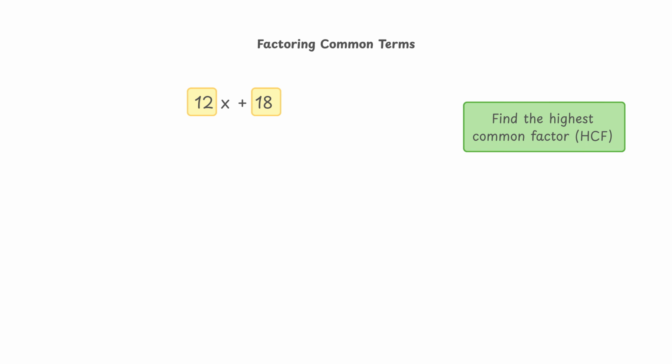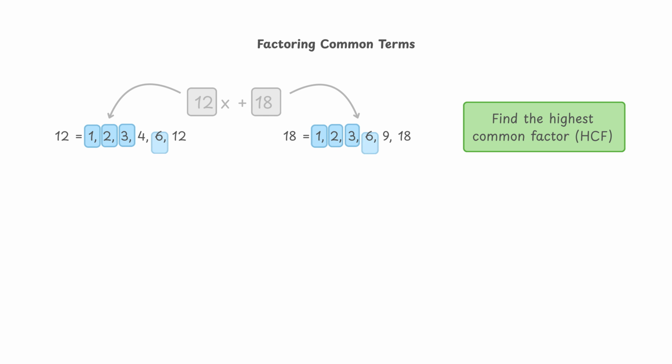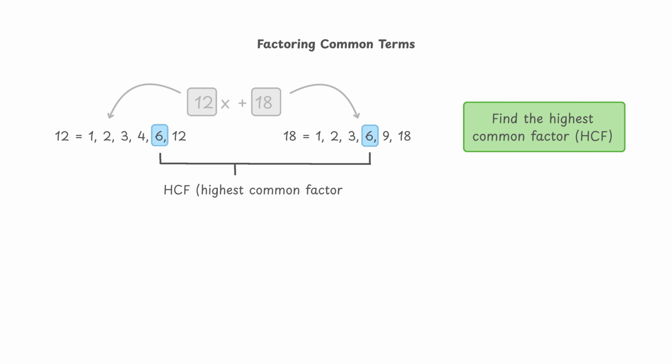To find the HCF, we list the factors of each number. For 12, the factors are 1, 2, 3, 4, 6, and 12. For 18, the factors are 1, 2, 3, 6, 9, and 18. Now we compare both lists carefully. We are looking for numbers that appear in both lists. The common factors are 1, 2, 3, and 6. Out of these, the highest common factor is 6. So we now know that 6 is the number we will take outside the brackets.